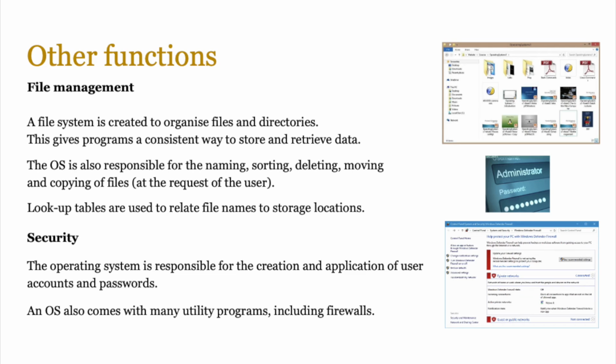Other functions include file management. A file system is created to organize all the files, and normally folders and directories are created to store them. This gives programs a consistent way to store and retrieve or access data. The operating system is also responsible for the naming, sorting, deleting, moving, and copying of files, and this normally happens at the request of the user.